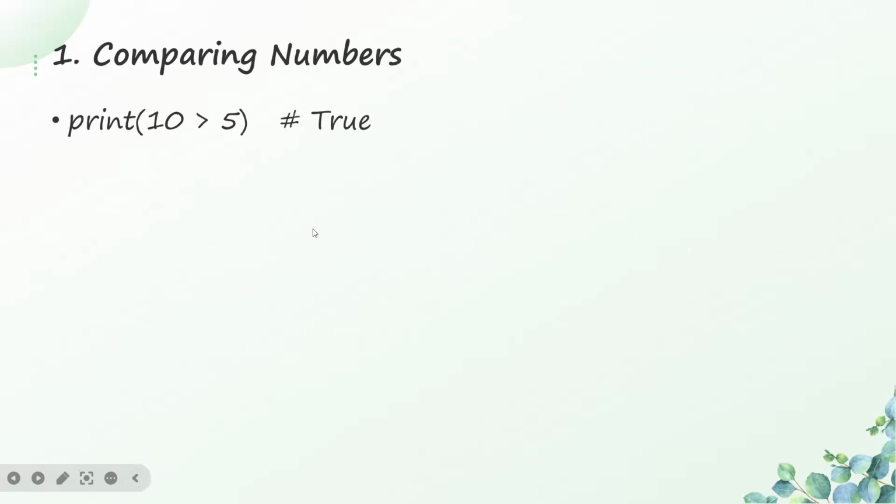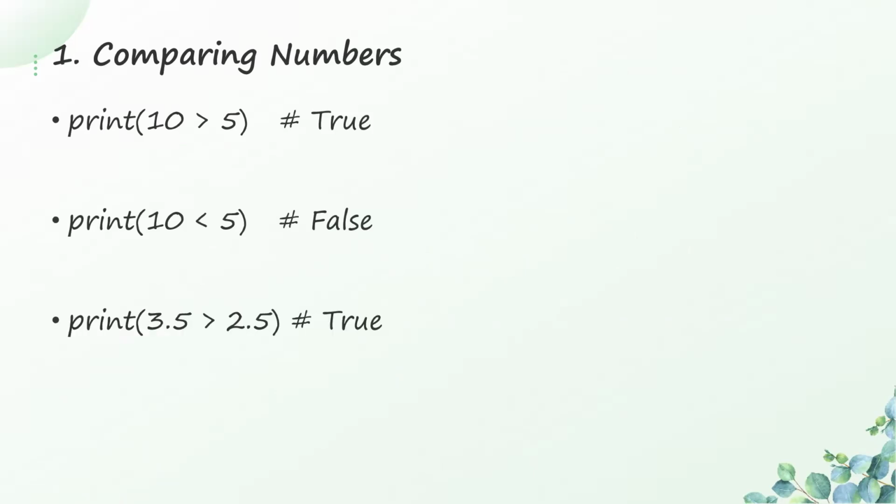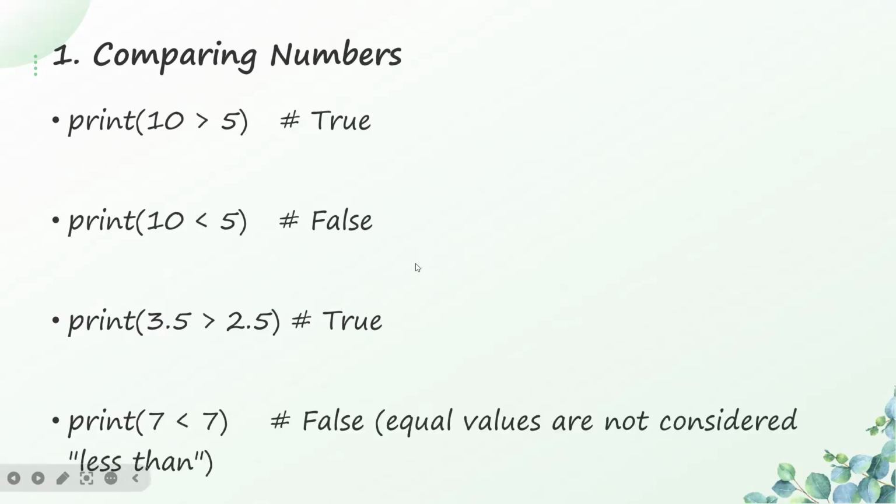So when we compare numbers, these are examples. Is 10 greater than 5? It is true. Is 10 less than 5? No, 10 is not less than 5. 10 is greater than 5, so it is false. Is 3.5 greater than 2.5? Yes, 3.5 is greater than 2.5, so it gives you true. Is 7 less than 7? The answer is false because 7 is not less than 7. 7 is equal to 7.